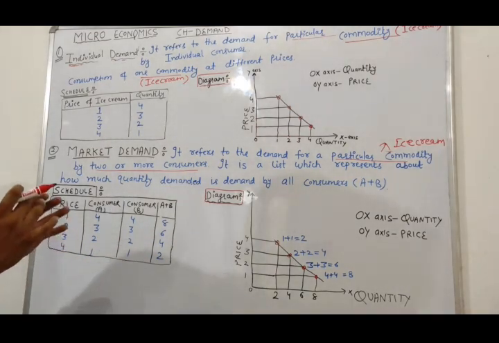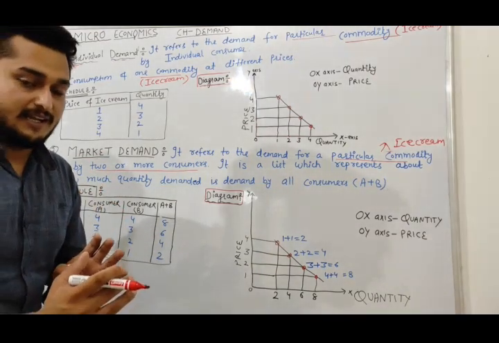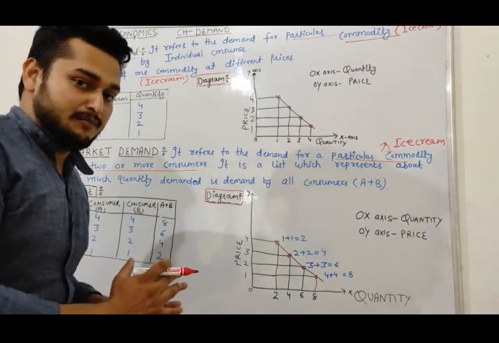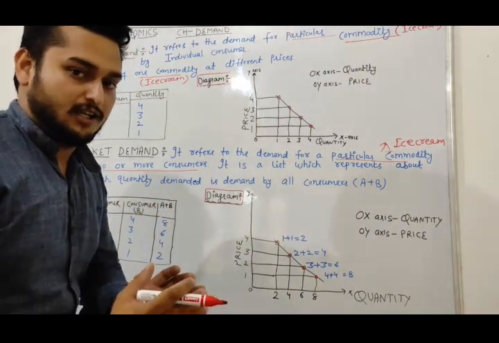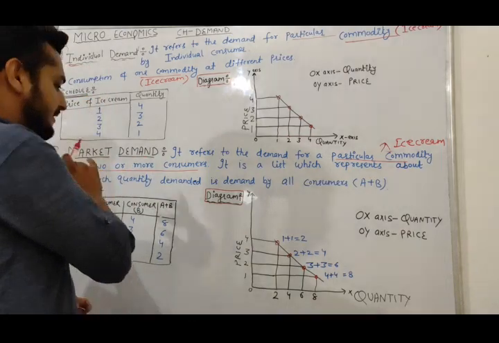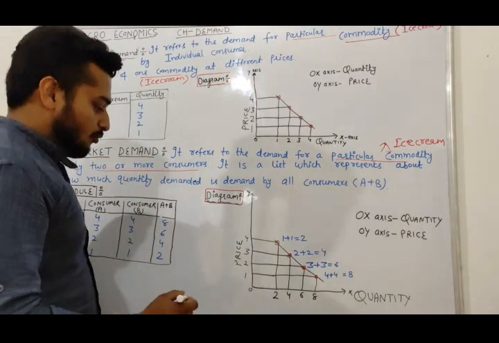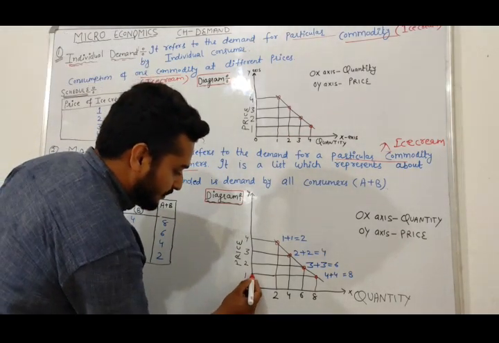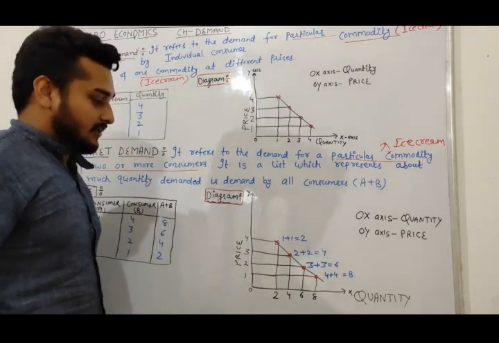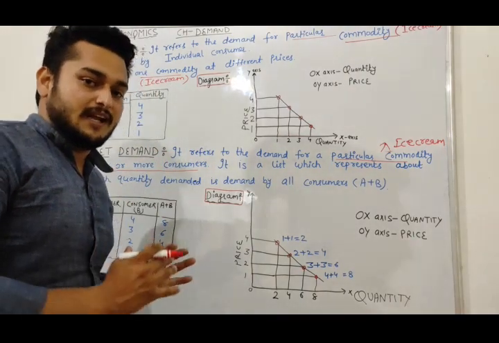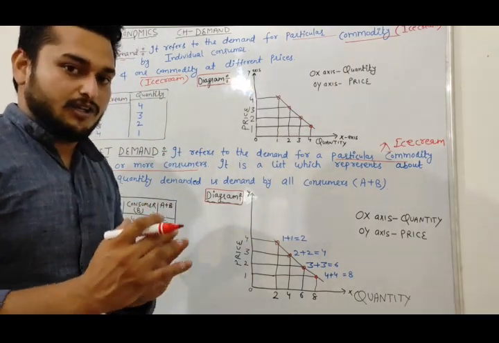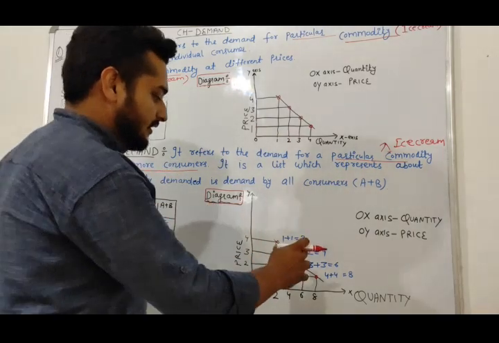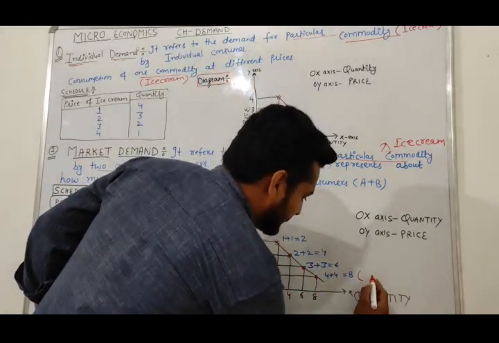Means कि कंज्यूमर ए एंड कंज्यूमर बी ने एक मार्केट में आइसक्रीम की कितनी डिमांड की, वो हुई हमारी मार्केट डिमांड. So when the price of ice cream is ₹1, then both consumer A and consumer B are demanding 4 plus 4. Total demand is 8.